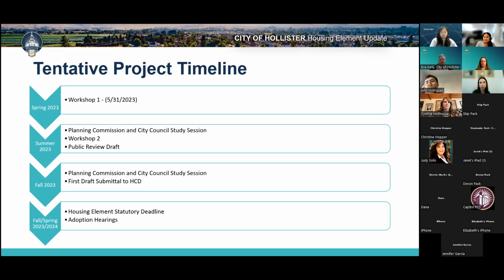The adoption hearings will occur in spring 2024. I think we have a bit of a typo there, but they will occur in spring or winter of 2024. And that is also at the same time as the housing element statutory deadline. So we will be working towards an end date that is a little bit less than a year from now, but this is just the tentative project timeline. And as there are new drafts available or any updates on the community workshops or future meetings, that will all be shared on the Housing Element Update webpage.